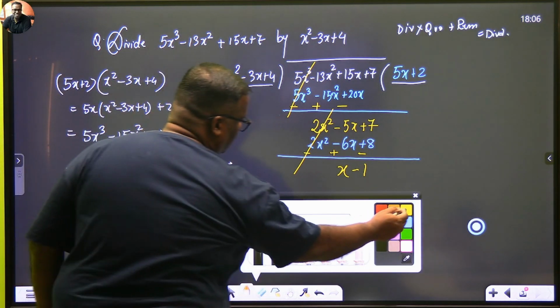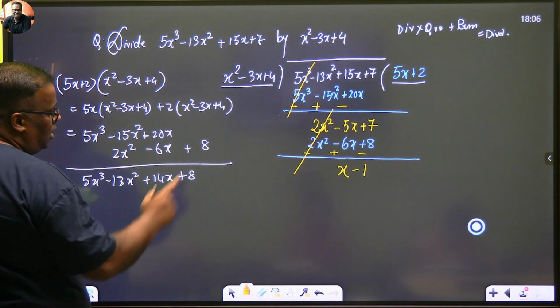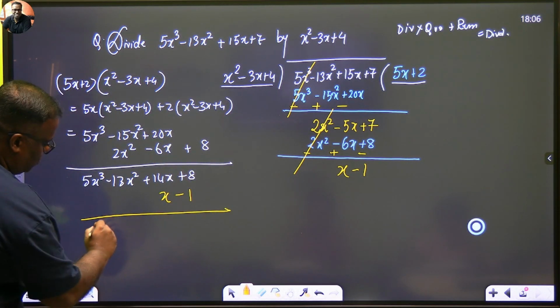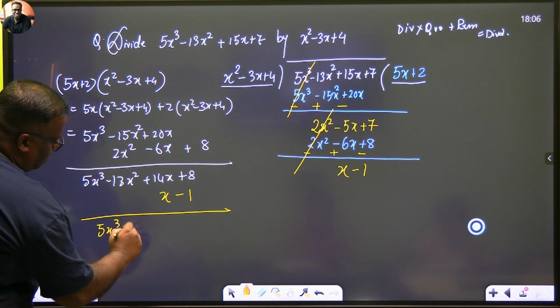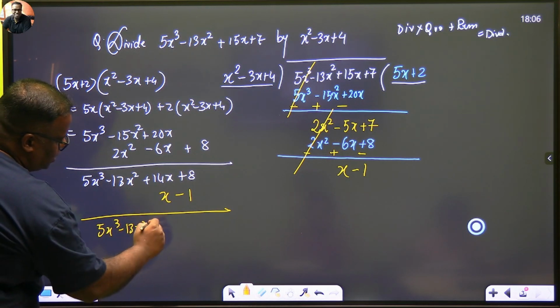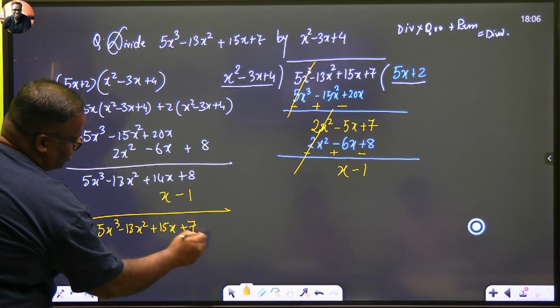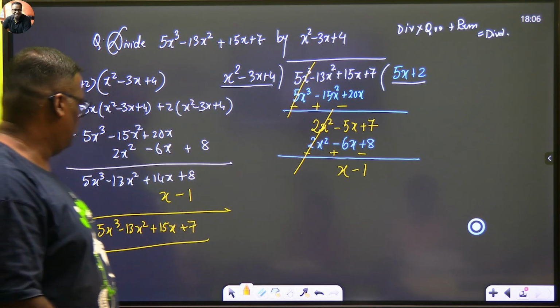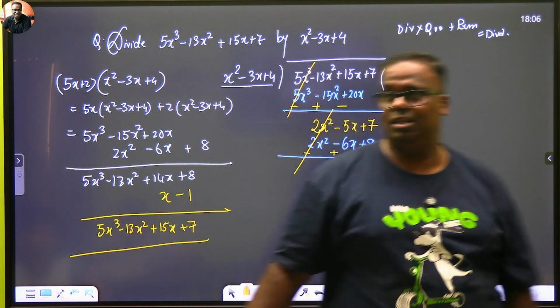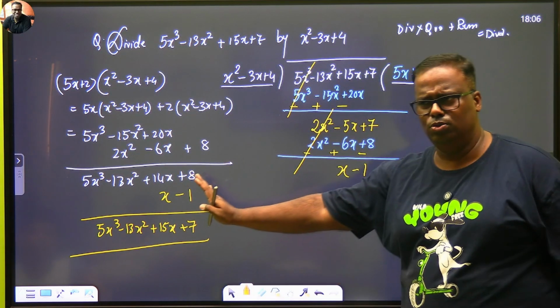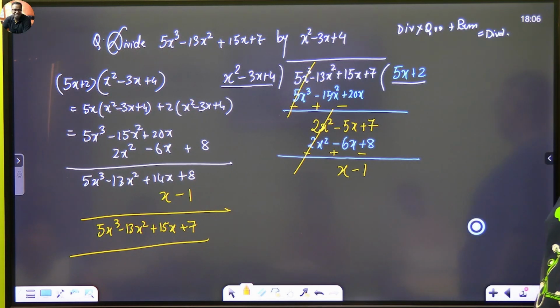Now we have to add the remainder also. How much is the remainder? X minus 1. We add it, so we get 5x cube minus 13x square, 14x plus x is 15x, and 8 minus 1 is positive 7. Has it tallied? Yes, it's tallied. That means our division is correct. Nobody will ask you to do this part. I did this for your satisfaction. Have we understood?